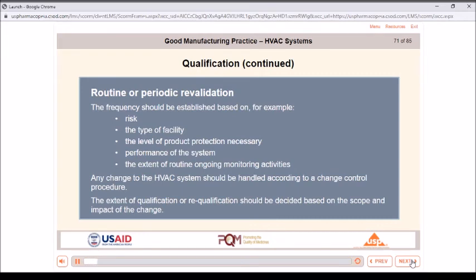Qualification continued. Routine or periodic revalidation. The frequency should be established based on, for example, risk, the type of facility, the level of product protection necessary, performance of the system, the extent of routine ongoing monitoring activities. Any change to the HVAC system should be handled according to a change control procedure. The extent of qualification or requalification should be decided based on the scope and impact of the change.